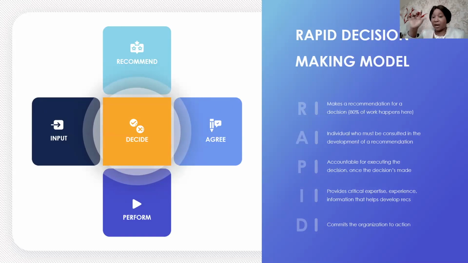What is RAPID? R in the RAPID model stands for recommend. These are people who make a recommendation for a decision. A is for agree. A just simply means the people who agree with my recommendation. So these are individuals who must be consulted in the development of that recommendation. Then P is the person who actually performs or executes on the decision. So these are people that we are looking at to go out and perform whatever it is that we need in terms of the decision.